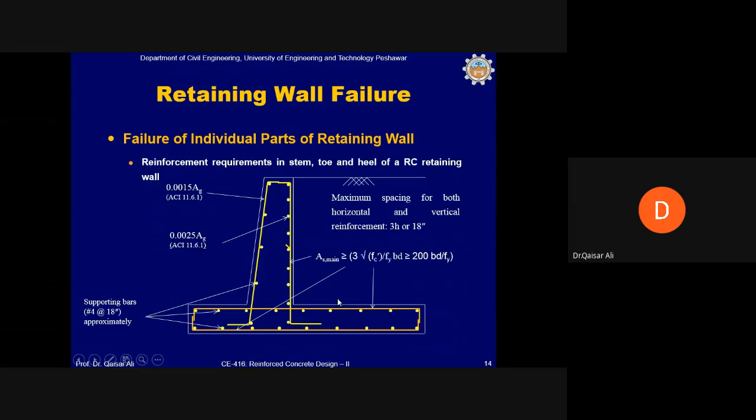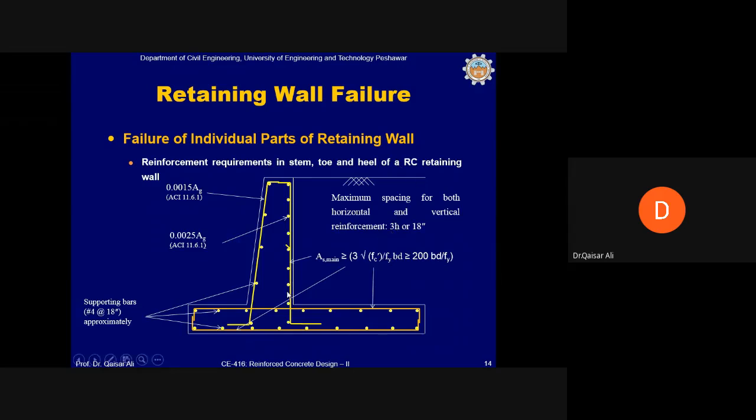And similarly, the top side of the heel will also have main reinforcement. The bottom side of the toe will have main reinforcement, and all this main reinforcement in the arm on the back side, heel on the top, toe on the bottom shall not be less than this minimum reinforcement. And this minimum reinforcement equation is the same as the one we have used in the case of beams. Okay, and maximum spacing for both horizontal and vertical reinforcement shall not be more than 3h or 18 inches.